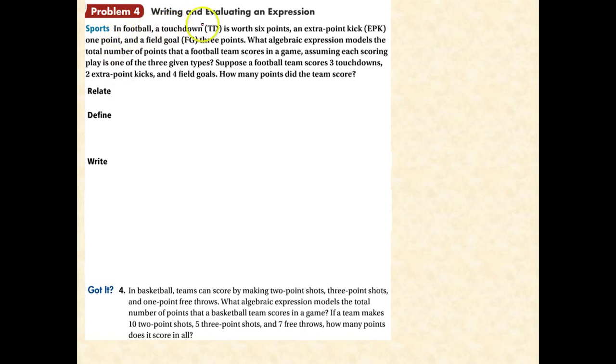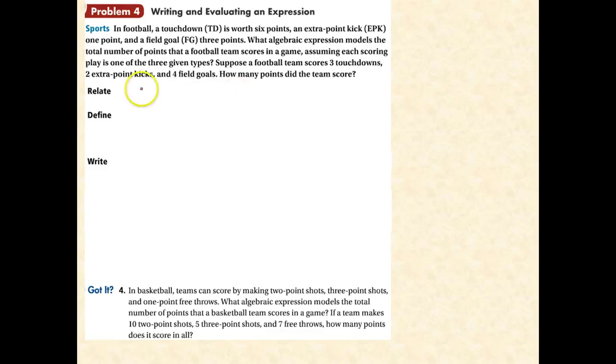Okay, so in football, a touchdown is worth 6 points, and an extra point kick is 1 point, and a field goal is 3 points. What algebraic expression models the total number of points that a football team scores in a game, assuming each scoring play is one of the 3 given types? Suppose a football team scores 3 touchdowns, 2 extra point kicks, and 4 field goals. How many points did the team score?